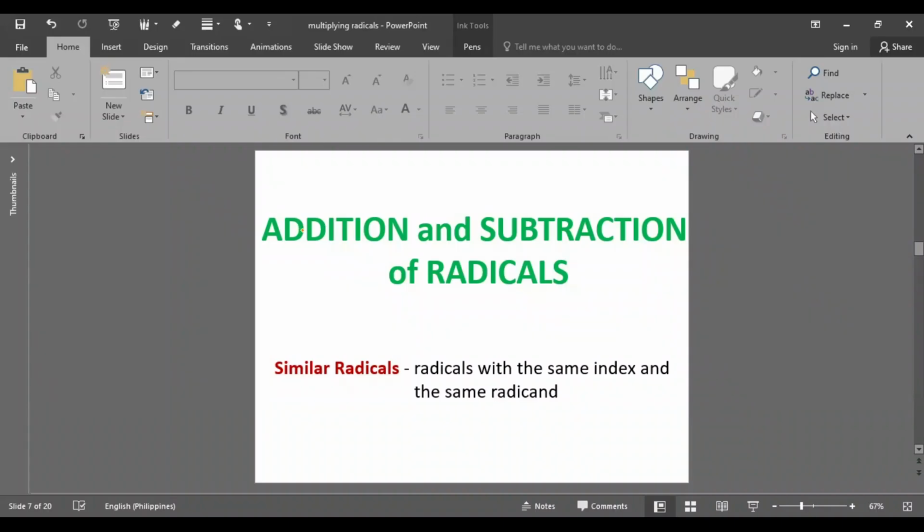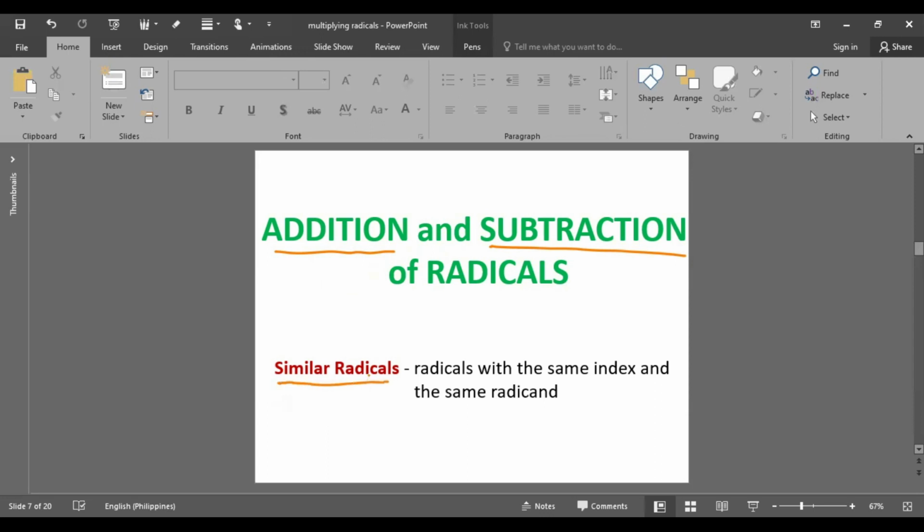Last time, we discussed how to simplify radical expressions. This time, we're going to combine radical expressions by addition and subtraction. But not all the time can we combine radical expressions. In addition and subtraction, only similar radicals can be combined.